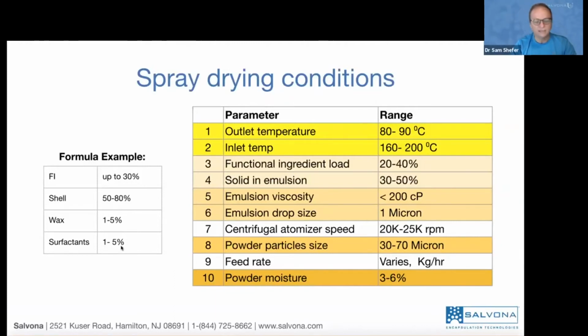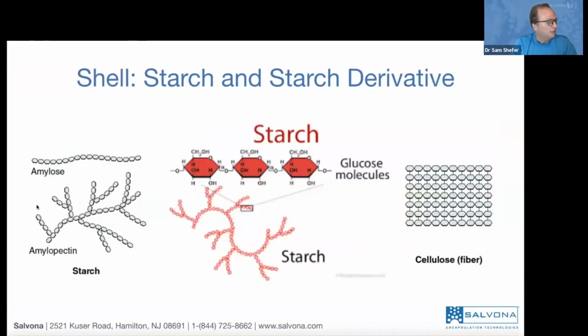Now, if you understand the formula, and I'm telling you about the shell, what is the shell? And how do you choose the right shell? The typical shell that we use is a carbohydrate, polysaccharides. It's based on starch. So what is starch? Starch is a polymer of sugar, glucose. We have the straight, linear one, which we call amylose, and the branched one called amylopectin, okay? Of course, we have both and they are all mixed.